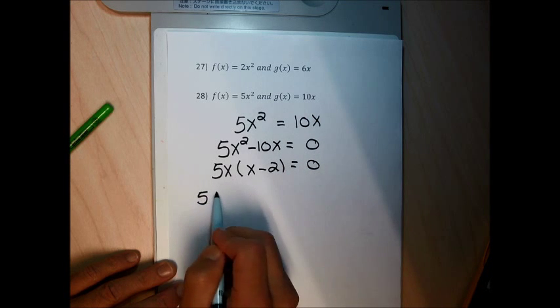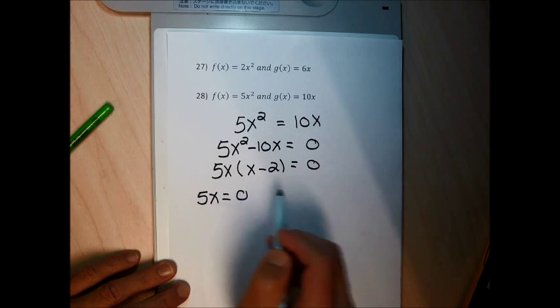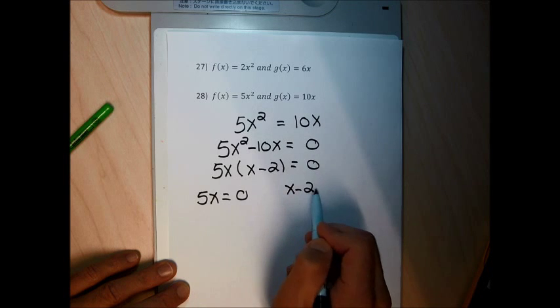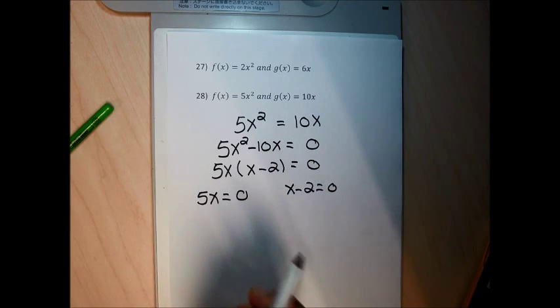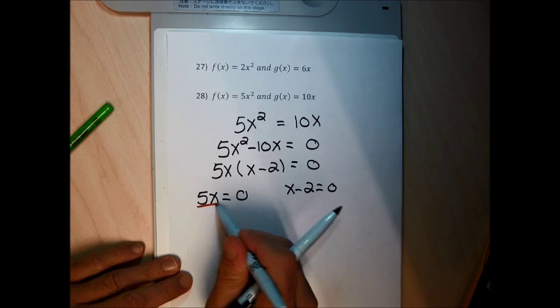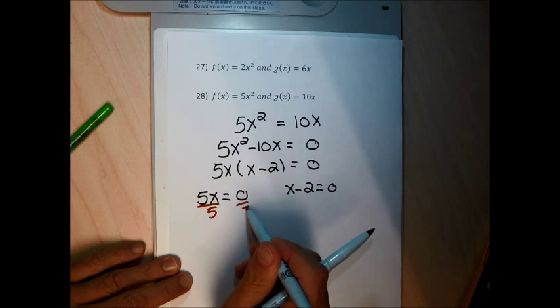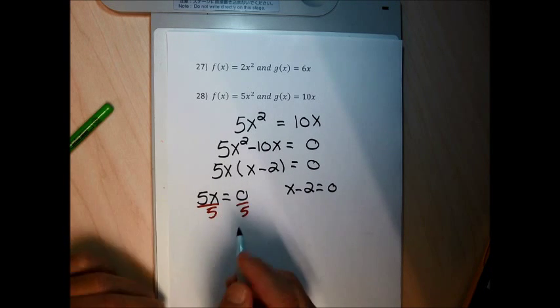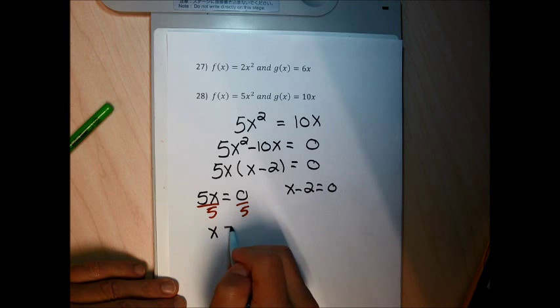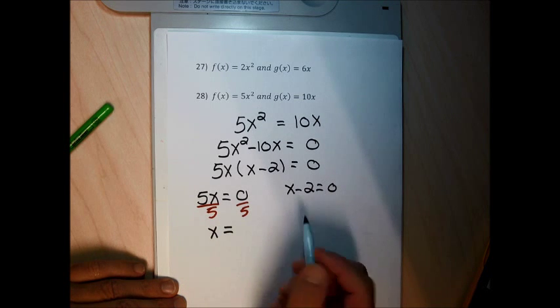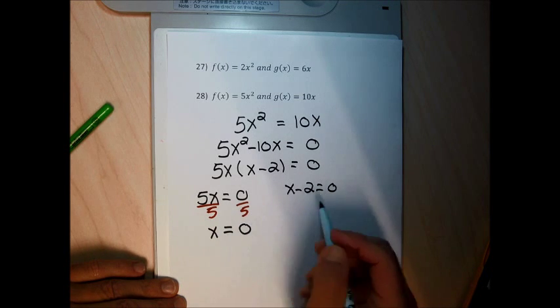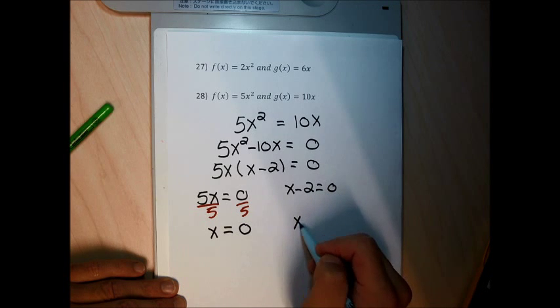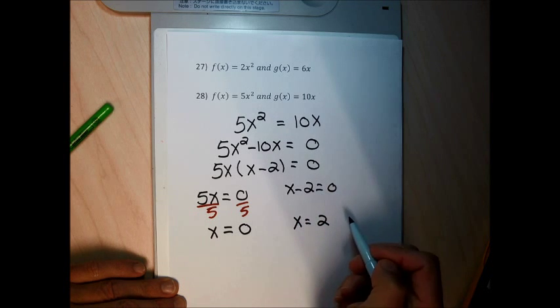And then I'm going to set each of the factors equal to 0. I'm going to set the 5x equal to 0 and the x minus 2 equal to 0. When I set the 5x equal to 0, I divide both sides by 5. On the left side, the 5's cancel and I get an x. On the right side, I get a fraction with a 0 in the numerator, which is equal to 0. And when you set the x minus 2 equal to 0, you get x equal to 2.